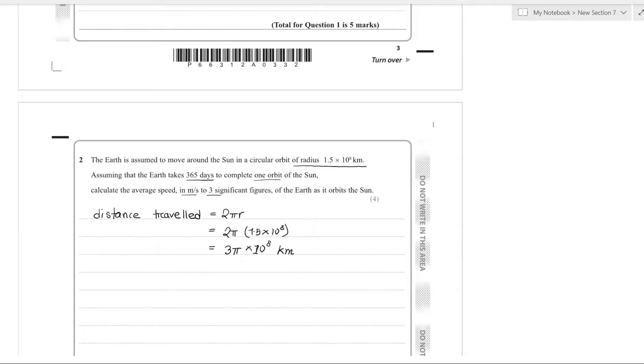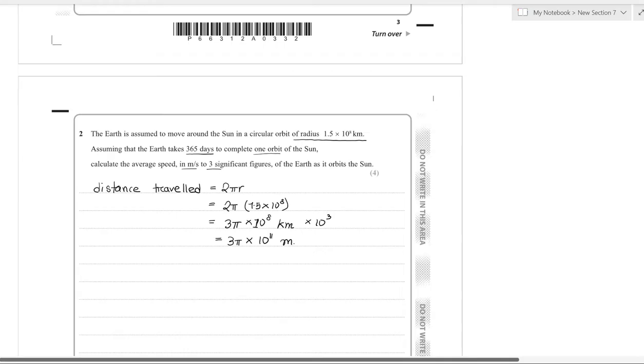So in order to convert the kilometers into meters, you need to again multiply it with 10 to the power 3. So you are left with 8 plus 3 is 11. So 3 pi into 10 power 11 meters. So this is the total distance traveled by the Earth in meters.